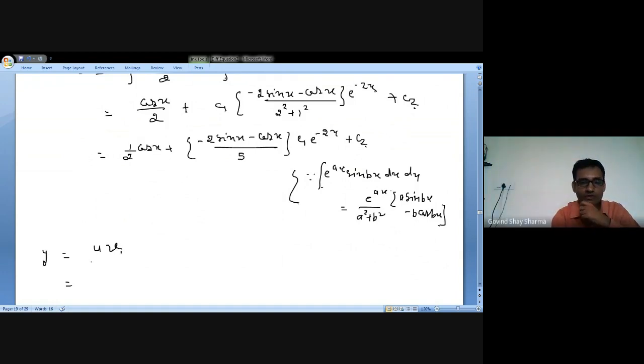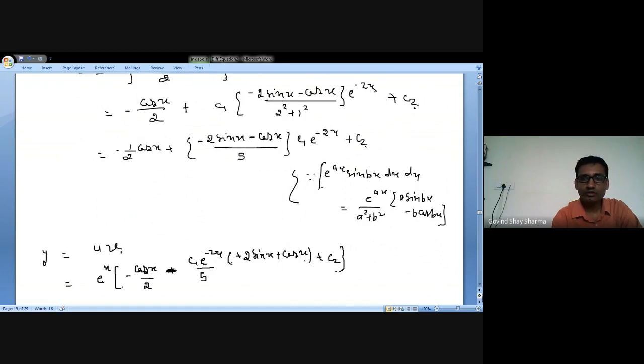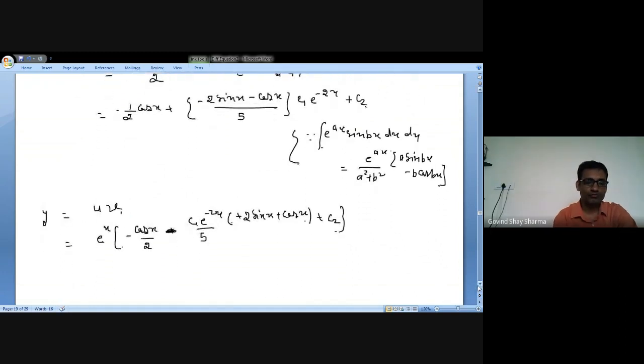So here we know u is equal to e to the power x and v is equal to minus cos x by 2 plus, you can say, minus we take common, so it becomes c1 e to the power minus 2x upon 5 (2 sin x plus cos x) plus c2. This is our solution.